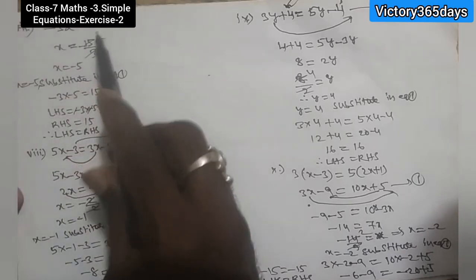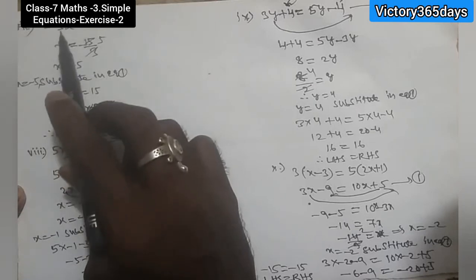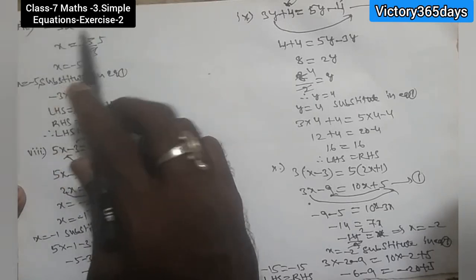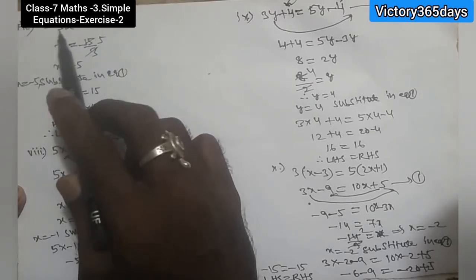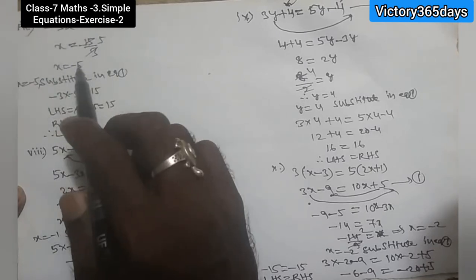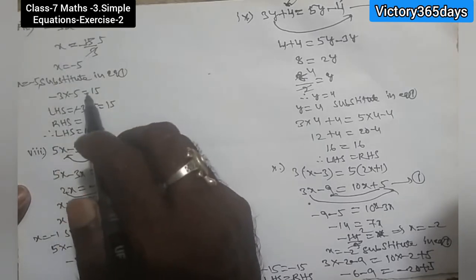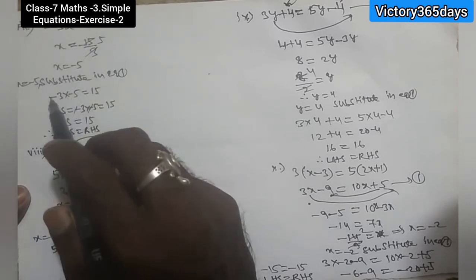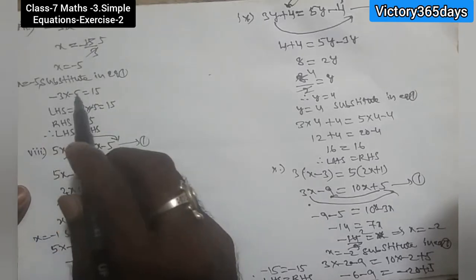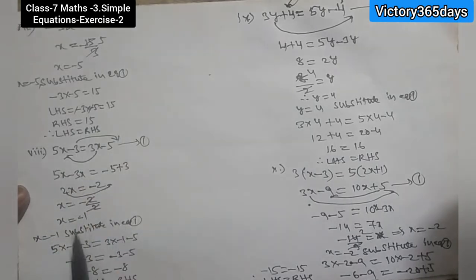Minus 3x equal to 15. So that means 3 is transferred to the right side, as division. So x equal to 15 by minus 3. So 3 fives are 15, x equal to minus 5 we are getting. This x equal to minus 5, substituting this value. So minus 3 into minus 5 equal to 15. So minus cancel. So 3 fives are 15. 15 equal to 15. So left hand side equal to right hand side.